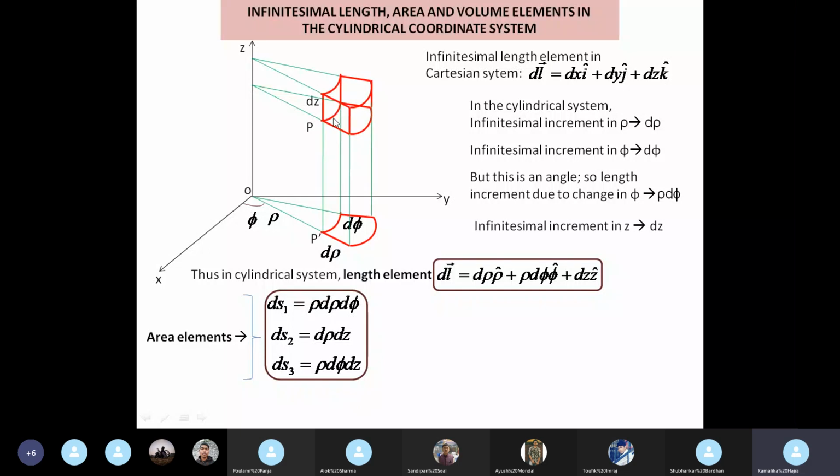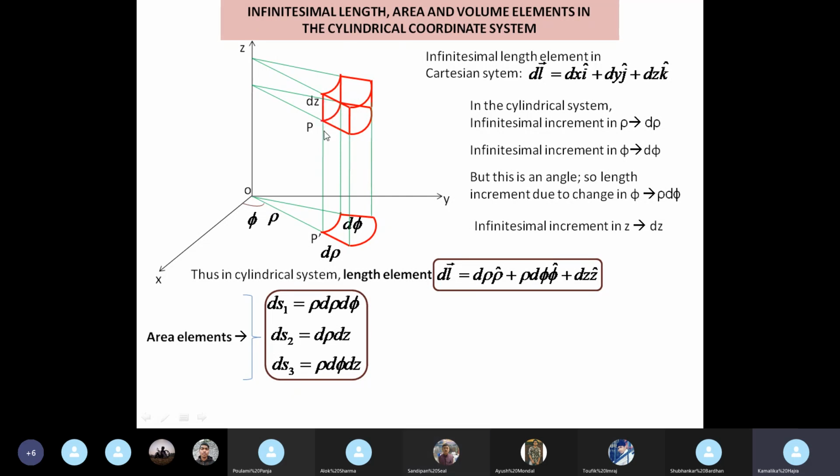So this flat surface at the bottom or the top, d rho into rho d phi. Did you understand which one is ds1? Either the top flat surface or the bottom flat surface. Okay. Next is ds2, d rho dz. Both are straight lines. This is d rho, this is dz. So this rectangle here or this rectangle here, the front or the back surface. Is ds2 clear?